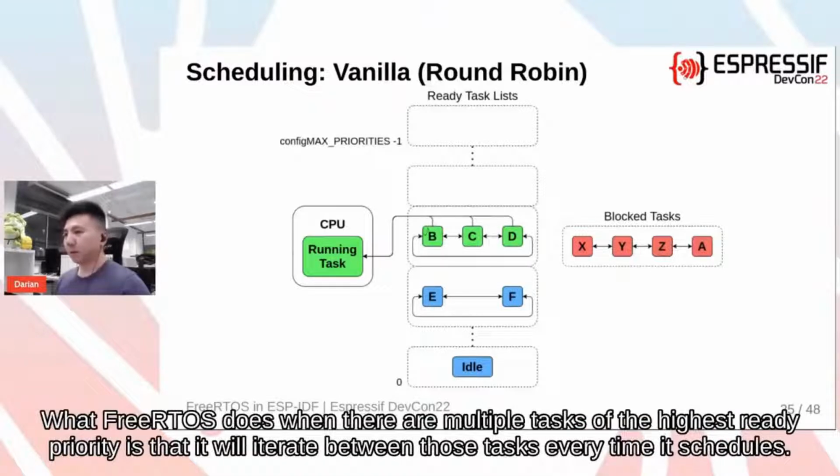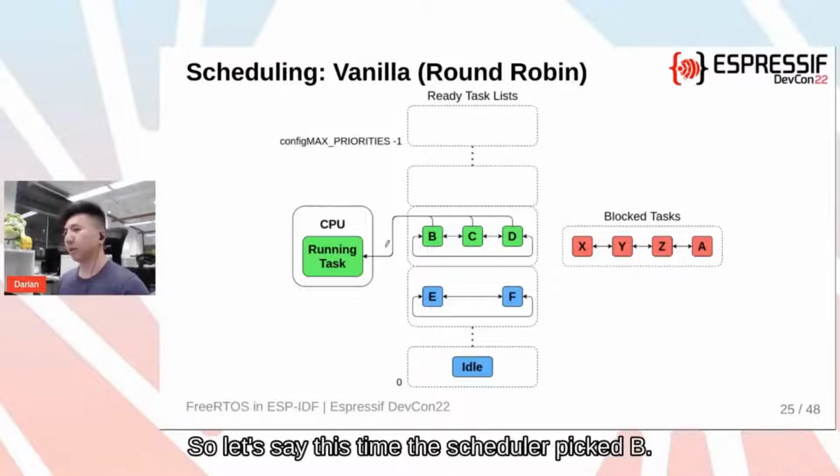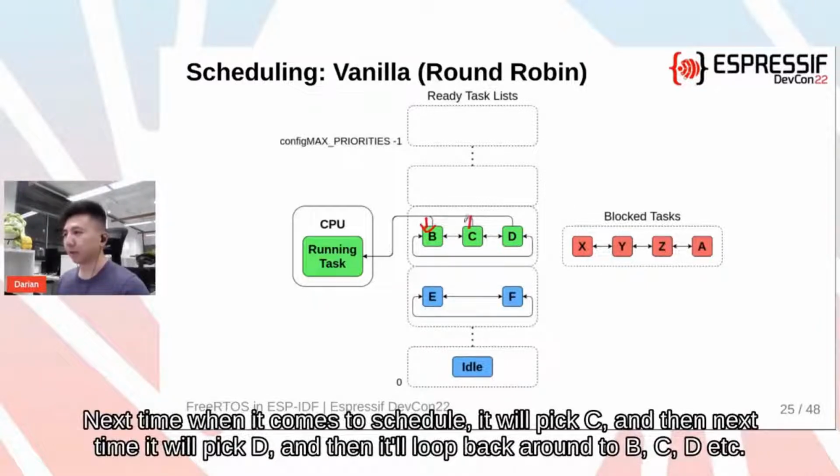What FreeRTOS does when there are multiple tasks of the highest ready priority is iterate between those tasks every time it's scheduled. Let's say this time the scheduler picked B. Next time it comes to schedule, it'll pick C, and then next time it'll pick D, and then it'll loop back around to B, C, D, etc.